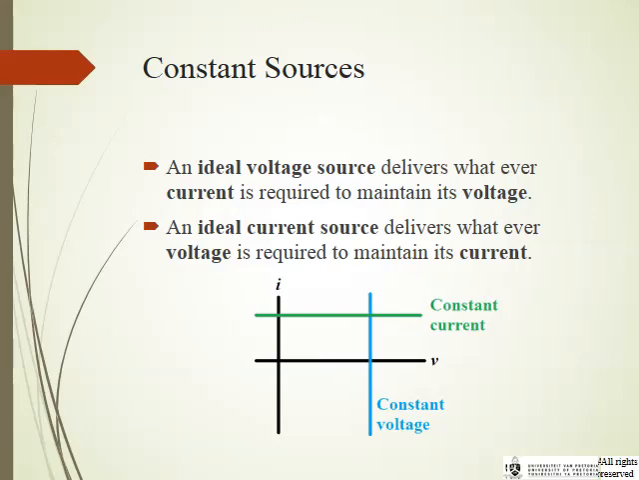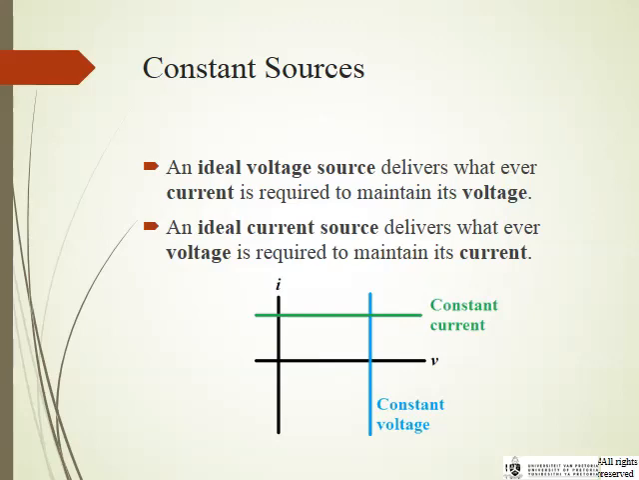So what do we mean with constant sources? An ideal voltage source delivers whatever current is required to maintain its voltage. Remember, it's an ideal voltage source. So whatever is needed, it will deliver whatever current to keep its voltage constant. Whereas an ideal current source will deliver whatever voltage is required to maintain its current.